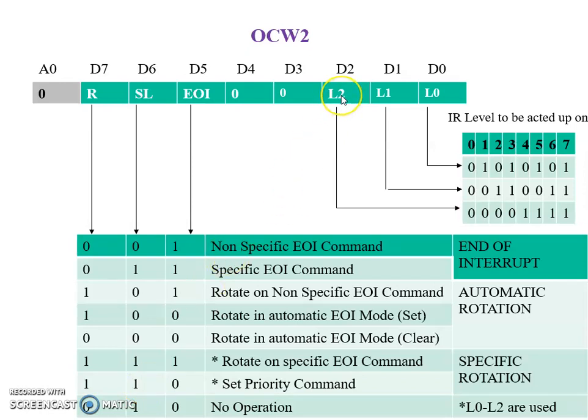If we make this 100, 100 means we are making the IR4 interrupt the lowest priority interrupt. So if IR4 is the lowest priority interrupt, then the highest priority goes to IR5. After IR5, IR6, IR7, IR0, IR1, IR2, IR3, and the lowest priority goes to IR4. In the next case, if R is 0, SL is 1, EOI is 0, it means no operation.